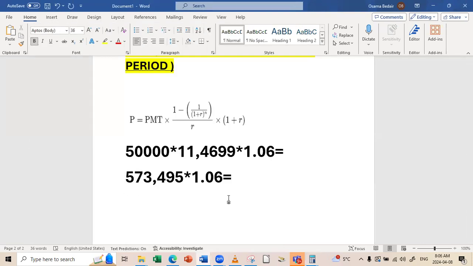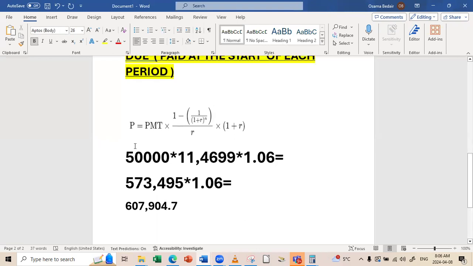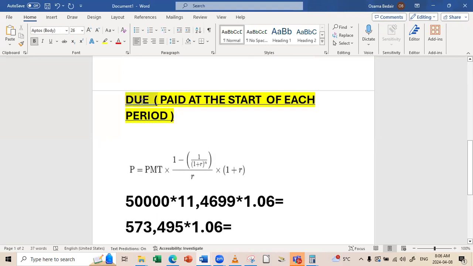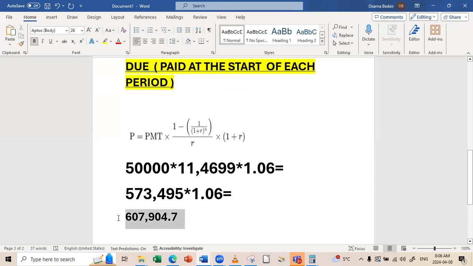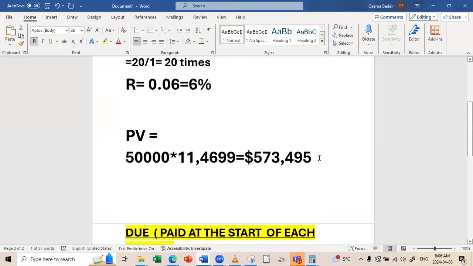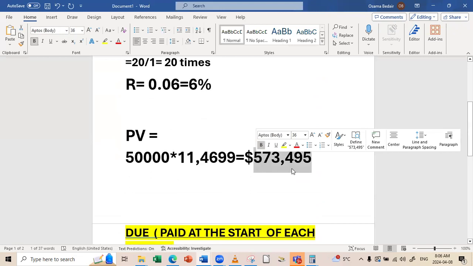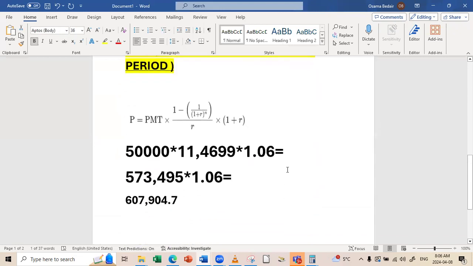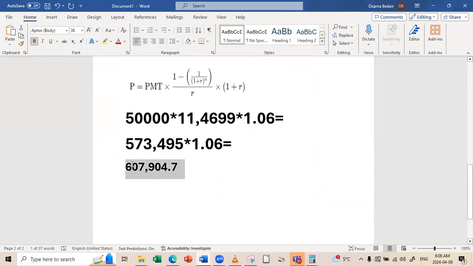And here we'll put the results. It seems to me and you that the due annuities is greater in the amount than the ordinary. The ordinary is 573,495, but the due is 607,904.7 dollars. This is dollars, of course.